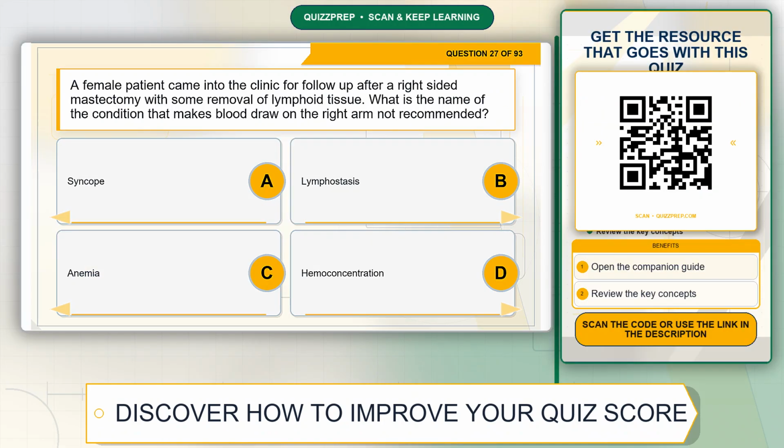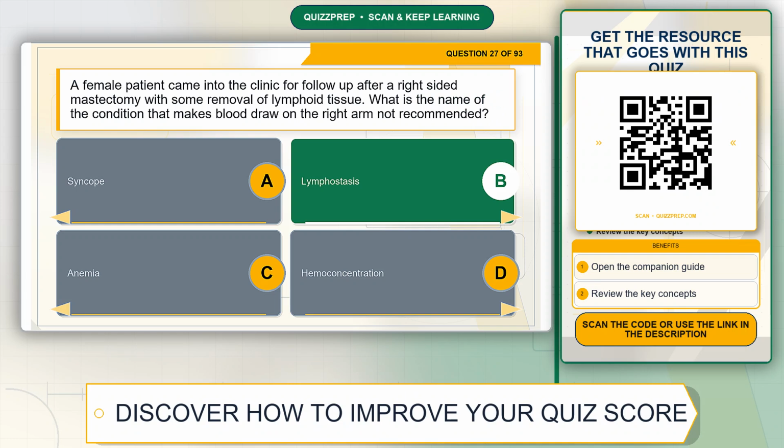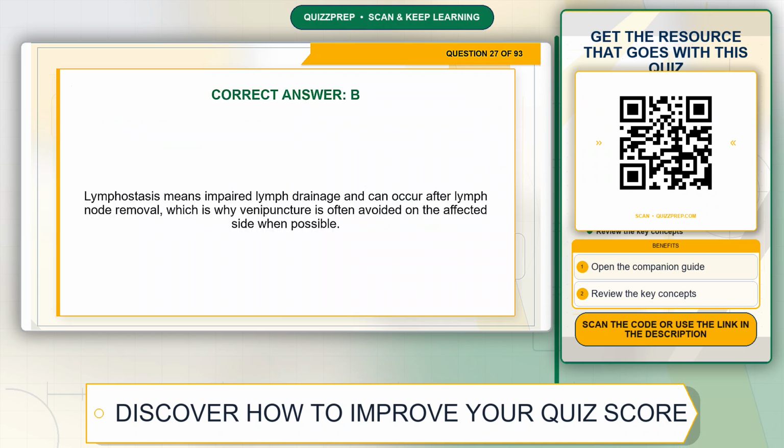Question 27. A female patient came into the clinic for follow-up after a right-sided mastectomy with some removal of lymphoid tissue. What is the name of the condition that makes blood draw on the right arm not recommended? Option A, syncope. Option B, lymphostasis. Option C, anemia. Option D, hemoconcentration. The correct answer is option B, lymphostasis. Explanation. Lymphostasis means impaired lymph drainage and can occur after lymph node removal, which is why venipuncture is often avoided on the affected side when possible.